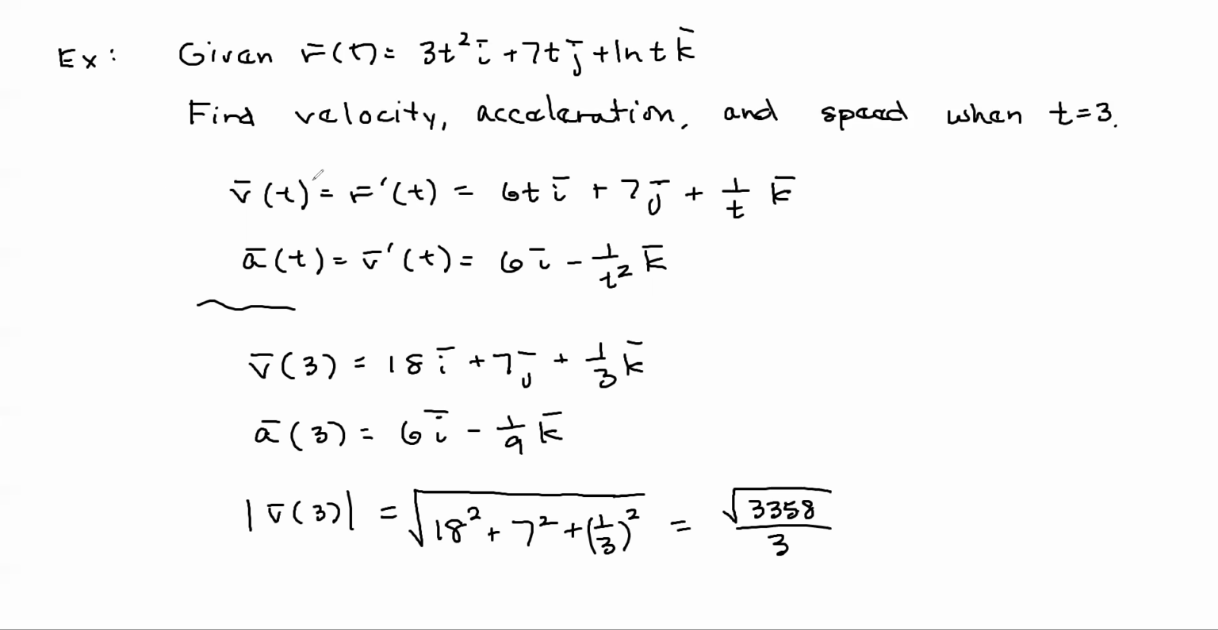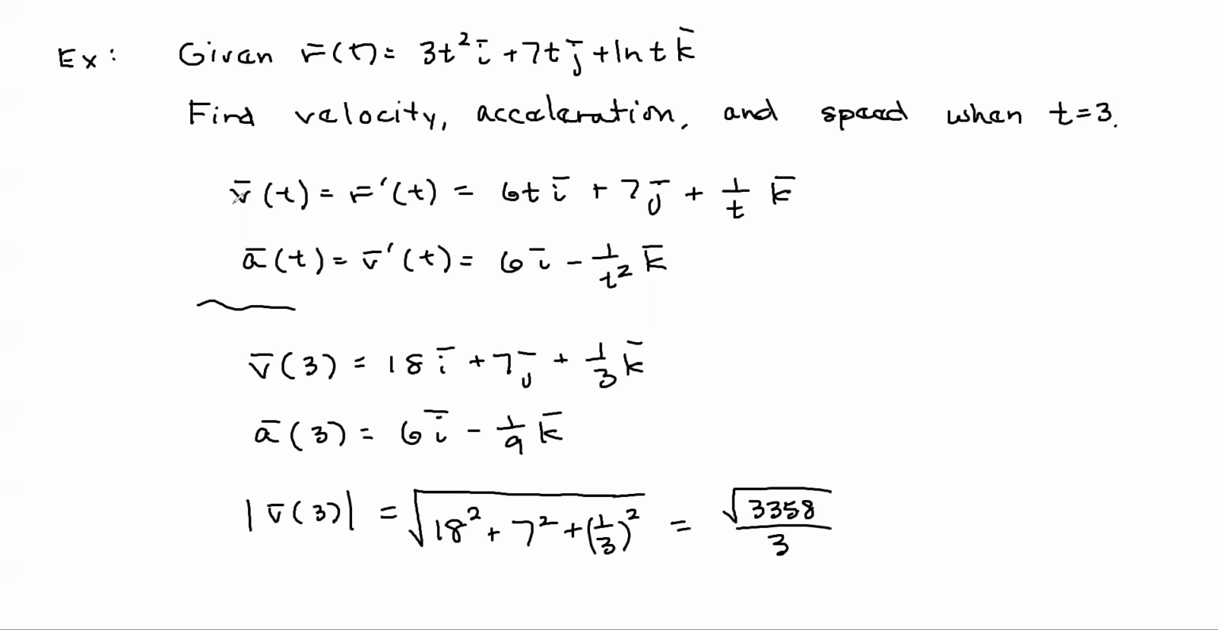We can tell the direction the particle is moving in. It's moving in the direction of 6t, 7, and 1 over t. And it also tells us how fast the particle is moving by the length of the vector. We can calculate the magnitude, or the length of the vector, and that will give us the speed.